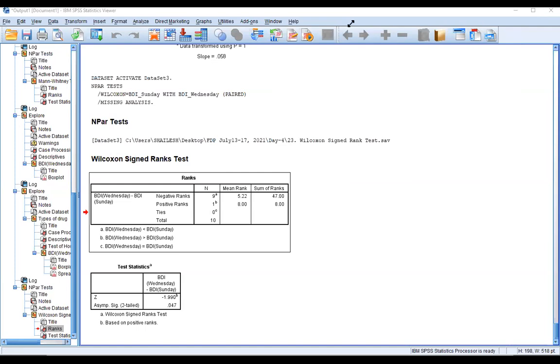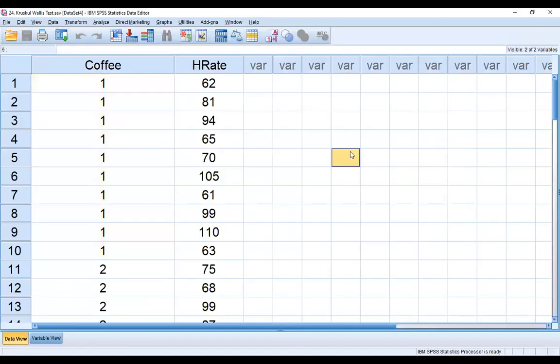Now the third is the Kruskal-Wallis test. In the Kruskal-Wallis test, in this case study, I already discussed this case study, the Kruskal-Wallis test.